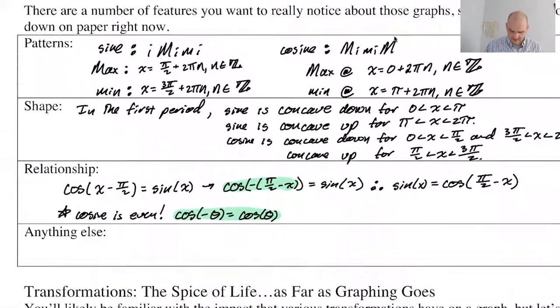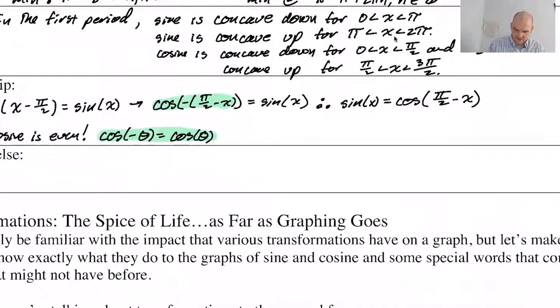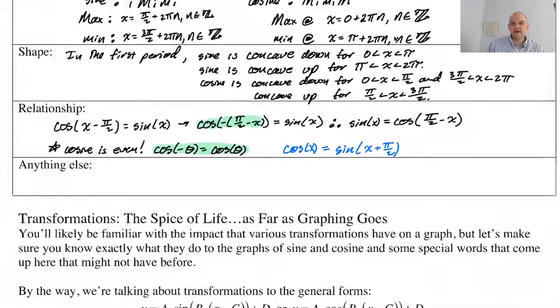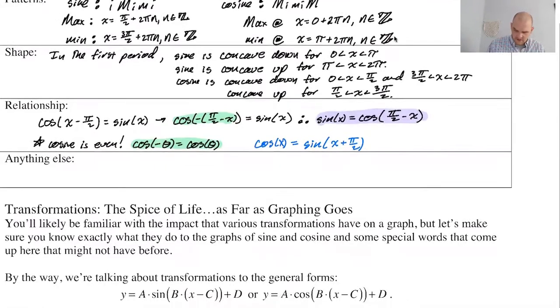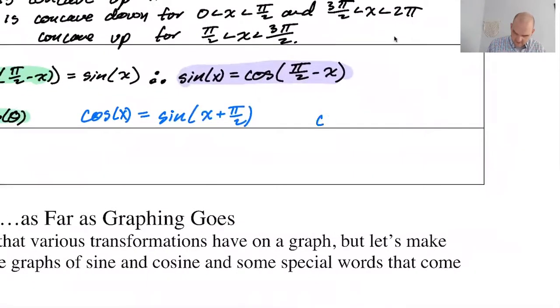So let's say, I guess a new color is in order here. If I shift sine, cosine of x is equal to sine of, I want to shift it pi over 2 to the left, so that's actually plus pi over 2. And that's totally true. You can use any of these sorts of things. I think we prefer this, right? So if we think about the sine one, it should be the case that cosine equals sine of pi over 2 minus x.